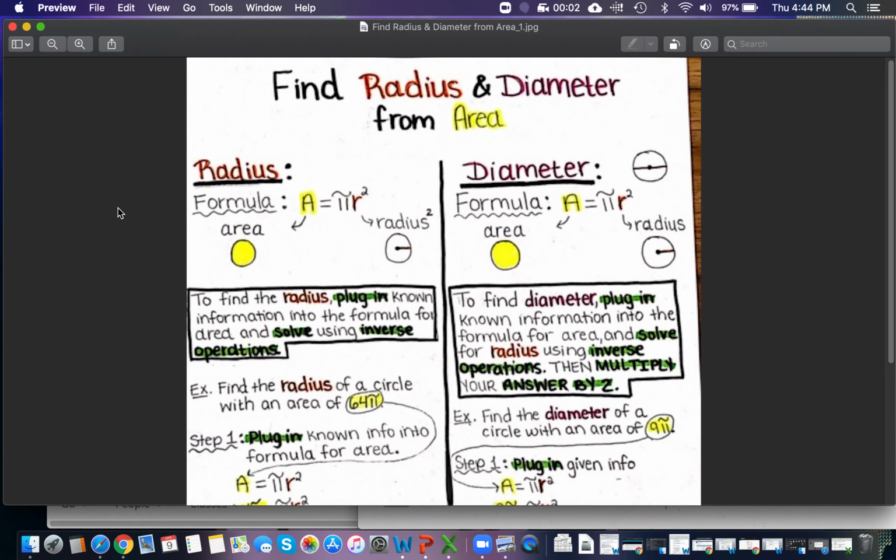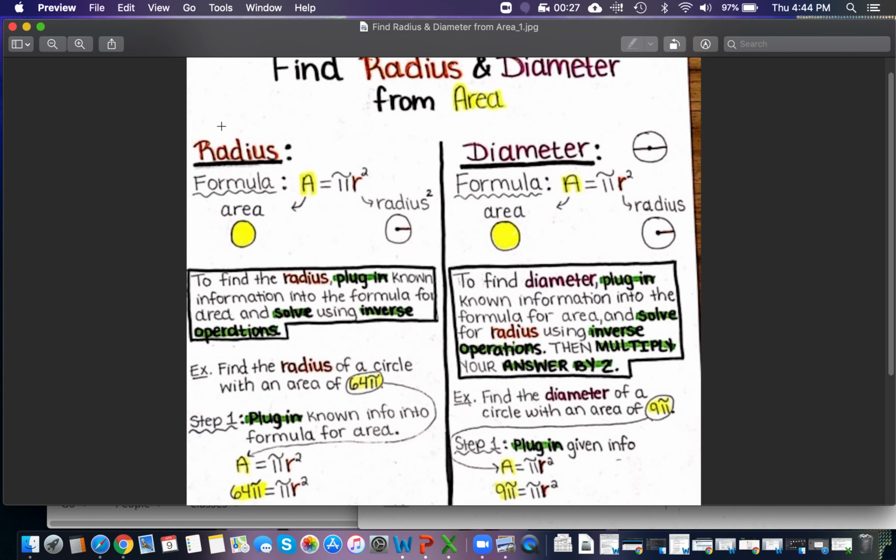Hi everyone! In this video, I'm going to be going over how to find the radius and diameter when you're given the area of a circle. And this will be for remote learning during the week of April 13th. I'm going to go over how to find the radius first when you're given an area.